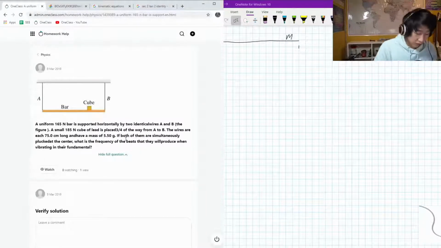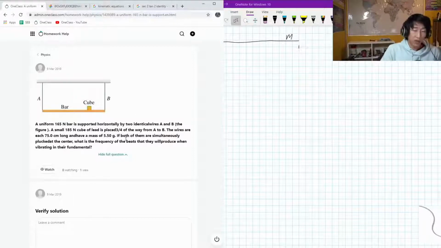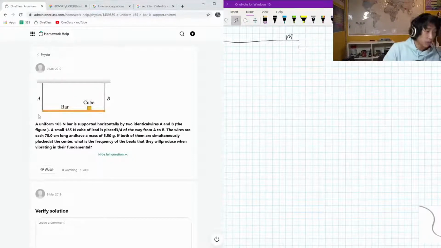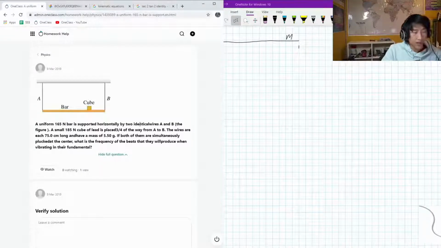Okay, so here we have the next question on the menu today, where we have the following situation. A uniform bar that has a weight force of 165 newtons is supported horizontally by two identical wires A and B, as they are shown in the figure. Cool. And we have a small cube that is 185 newtons that is 3/4 away from the distance between A and B. So closer to B.